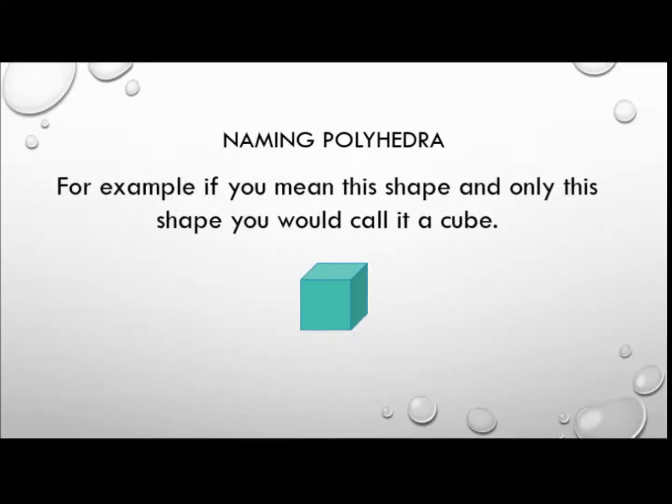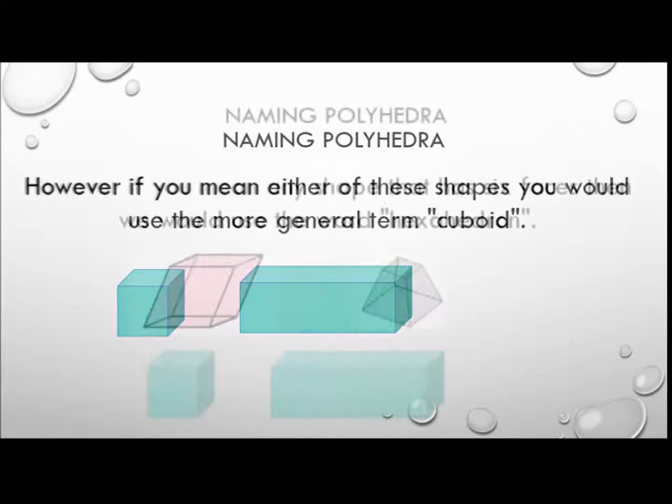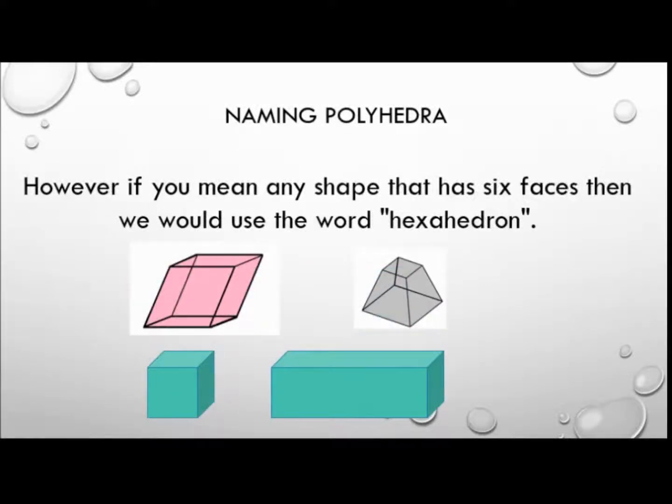For example, if you mean this shape and only this shape, you would call it a cube. But if you were thinking in more general terms, it doesn't necessarily have to have all three lengths the same, then you would use the term cuboid. However, if you mean any shape that has 6 faces or 6 sides, to use a looser term, then we would use the word hexahedron.